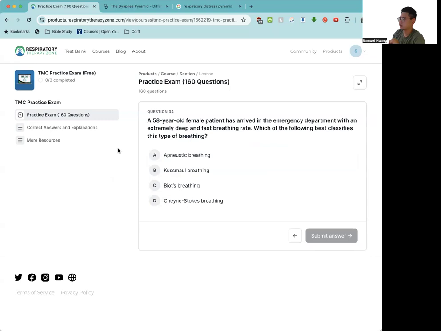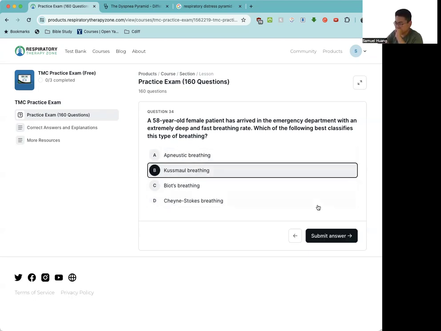So emergency department, extremely deep and fast breathing rate. So that's tachypnea. That's not a choice. Apneustic means you're not breathing at all, it's like apnea. And then Cheyne-Stokes is more for stroke and trauma. Never heard of this, so don't pick stuff you never heard of. And then Kussmaul breathing is what you see in DKA. They're breathing really fast because they're in acidosis and they're trying to blow off all the CO2.